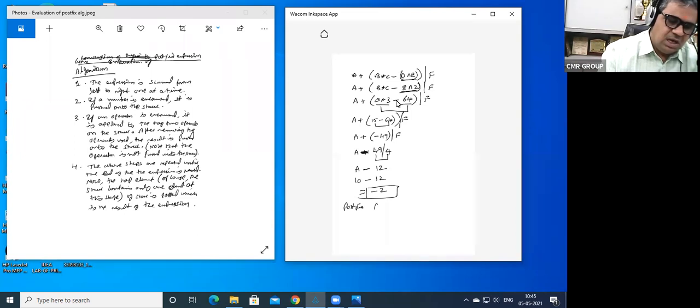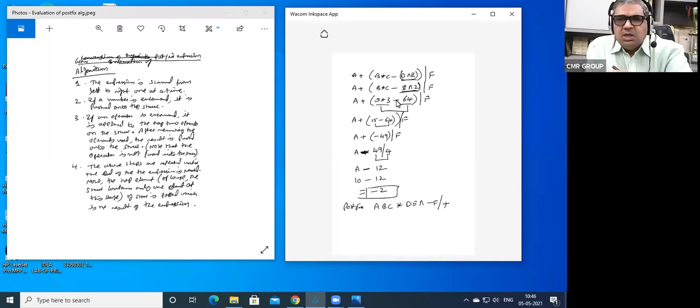Postfix is A, B, C star D, E power minus F division plus. This is what was the postfix. Now let us evaluate this particular postfix expression. So let us look at the postfix expression algorithm.